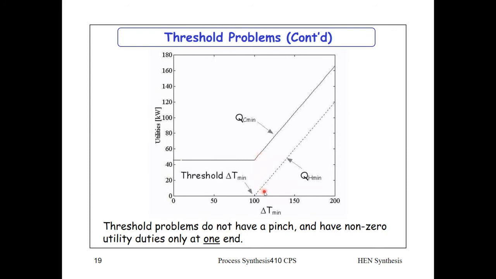And if we made the delta T min 150 degrees C, we would need that much steam and we would need that much cooling water. But the difference between the steam and the cooling water is always 46. So the difference, if you take delta T min as 150, you'd still get the difference between that point and that point as 46 kilowatts. Okay.